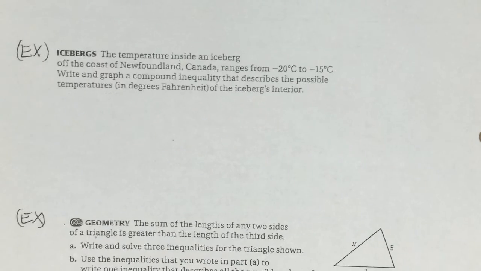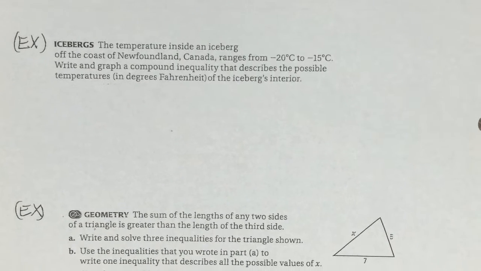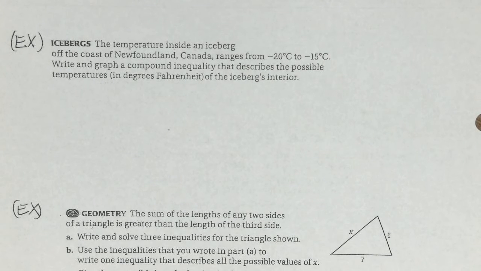All right, let's look at the next one. Icebergs. The temperature inside an iceberg off the coast of Newfoundland, Canada ranges from -20 degrees Celsius to -15 degrees Celsius. Do y'all think that's an "and" or an "or"? It's an "and" because it's ranging from this to this. Write and graph a compound inequality that describes the possible temperatures. They want it in Fahrenheit. We're just going to leave it in Celsius because I'm not worried about converting that right now.